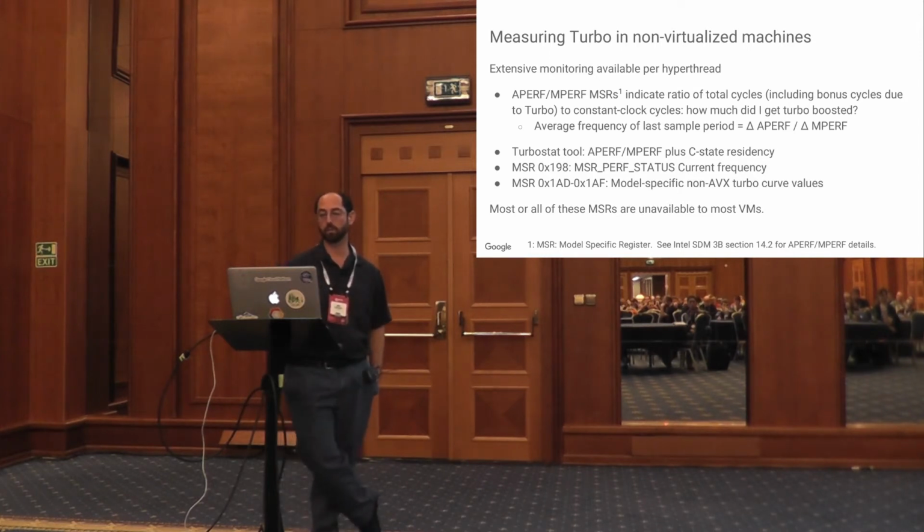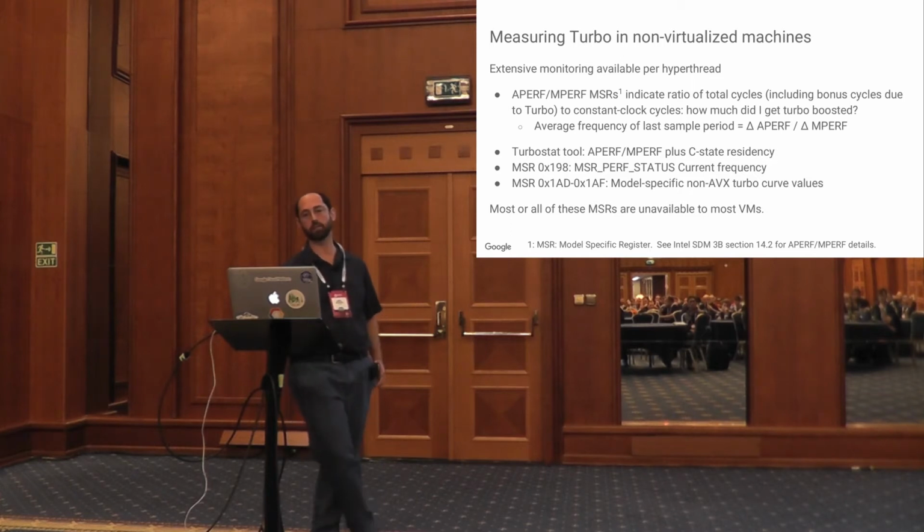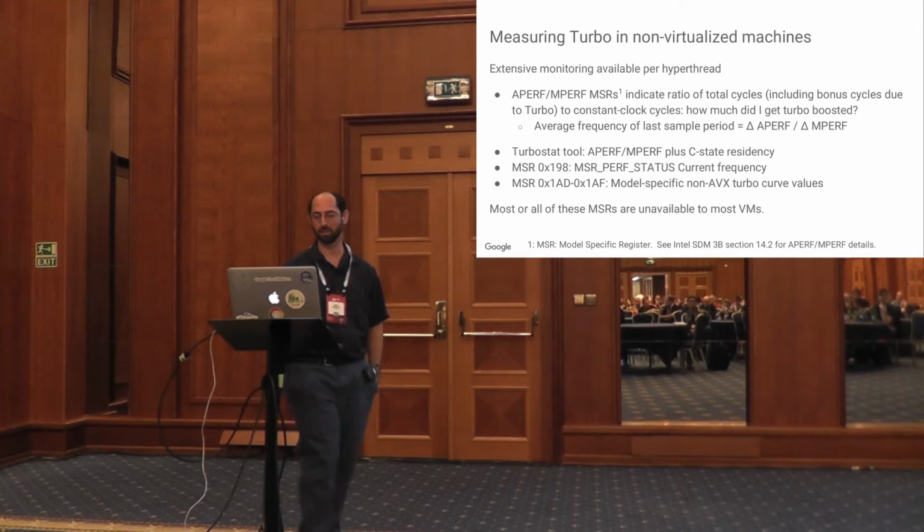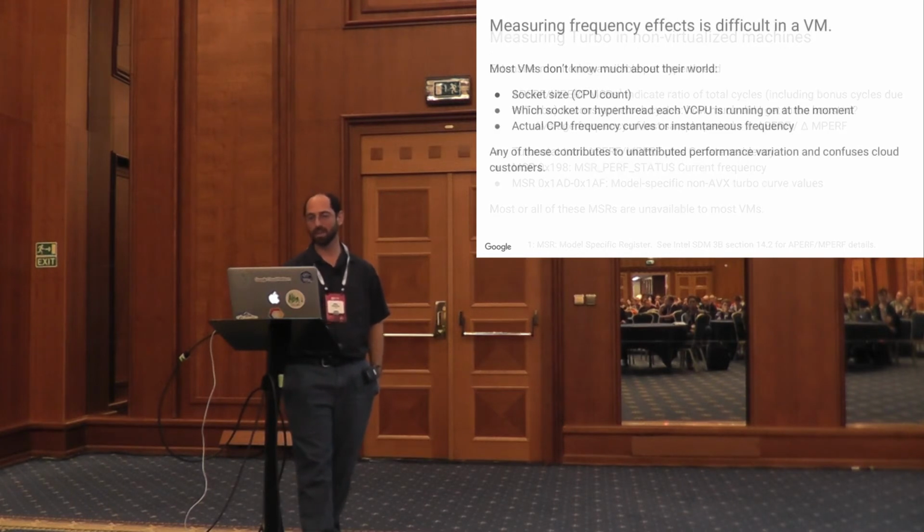On Intel, there are a few MSRs that tell you the current frequency: this 198 MSR, and then the 1AD through 1AF are actually the way you can read out the blue line on those graphs for any given model. And read the manual, because they change the definition of these registers at some point. Most of these MSRs, or all of these MSRs, don't get visible to VMs, so what do I do?